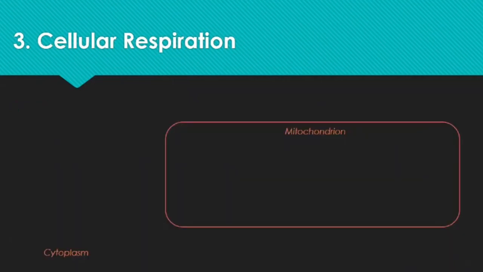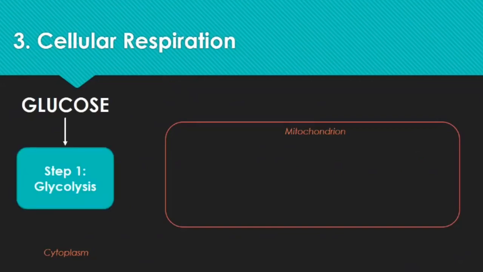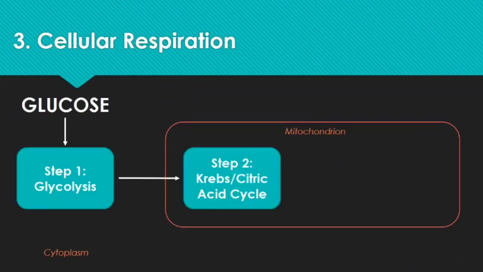So let's look at that graphically. Basically, you can think of the slide as a cell, and the cytoplasm and the mitochondria are separate. The mitochondria are sitting in the cytoplasm. First, we're going to start with a molecule of glucose. That glucose is going to enter the glycolysis step. We're going to break that glucose in half, and we're going to feed the pieces into step 2, the Krebs or citric acid cycle.